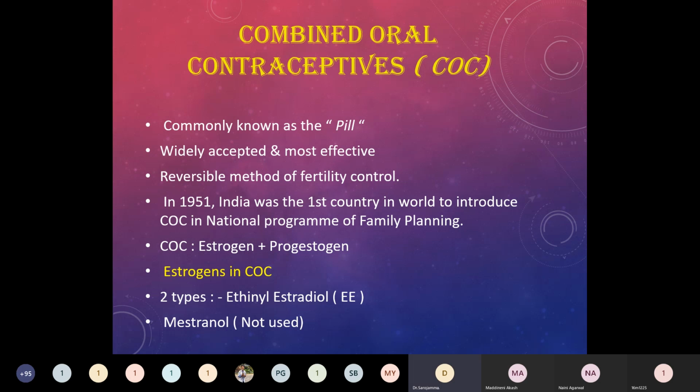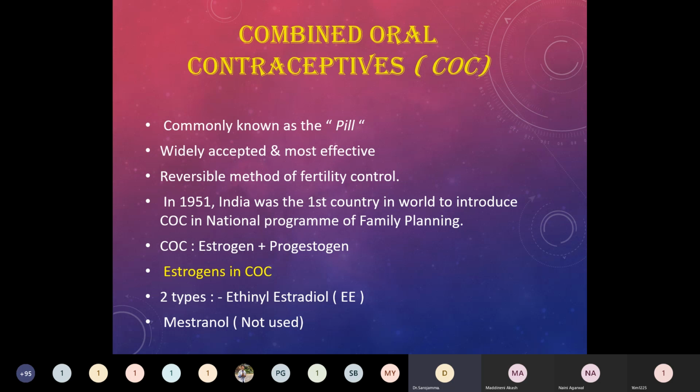Coming to combined oral contraceptive pill formulations, the commonly known is the pill, which is the most reversible and reliable method of contraception, and it is widely acceptable and most effective. The Government of India approved it in 1951 for the purpose of family planning in the National Family Planning Program. It contains estrogen and progesterone components.